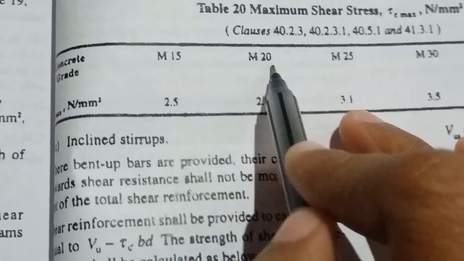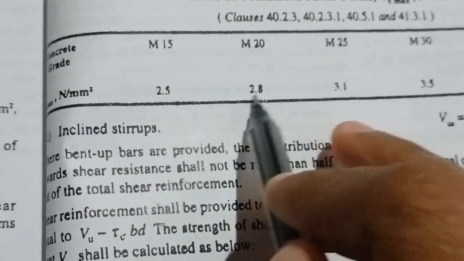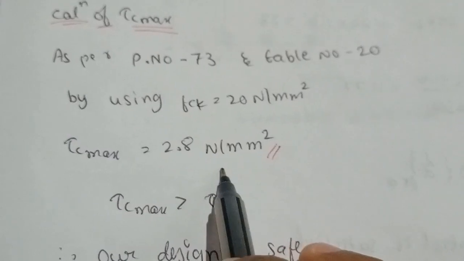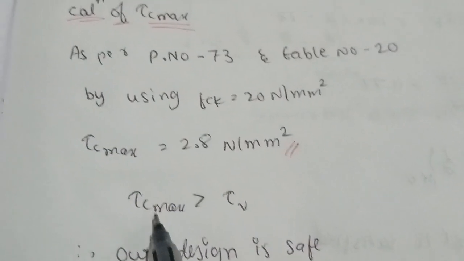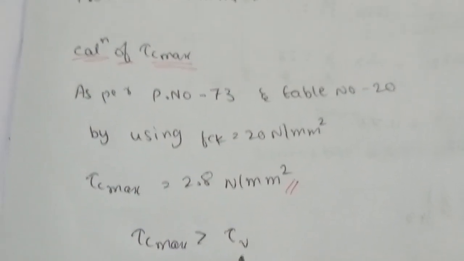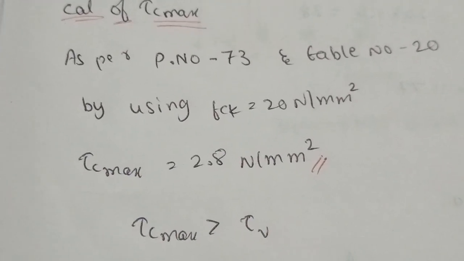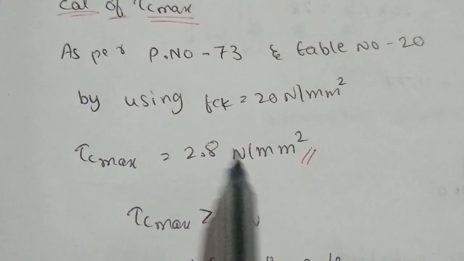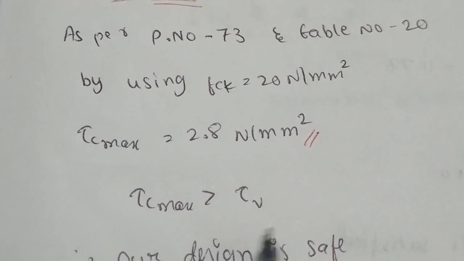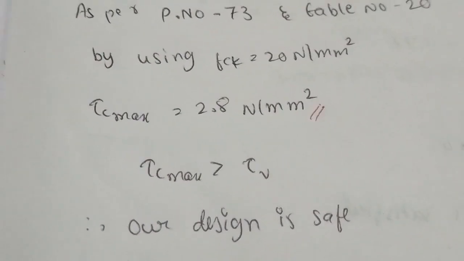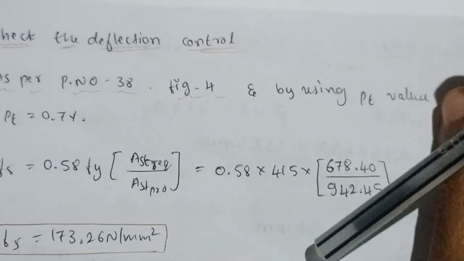For M20 grade, our tau c maximum value is 2.8 Newton per mm square. Our tau c maximum is greater than tau v, and our tau v value is 0.55. So the tau c maximum is greater than tau v, so our design is safe. The next step is to check for the deflection control.